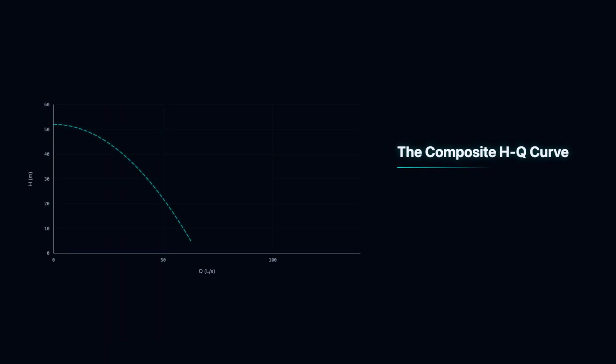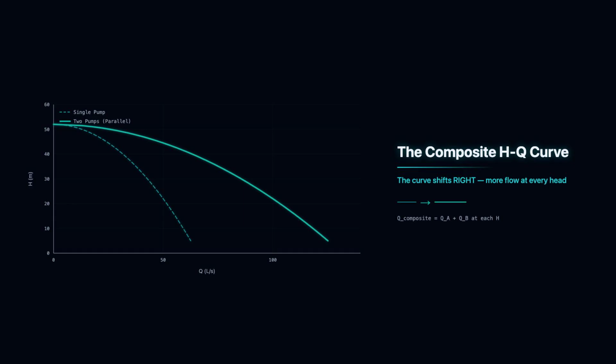Here's the result. The dashed line is the single pump curve. The solid line is the composite curve for 2 pumps in parallel. Notice how the composite curve shifts to the right. More flow at every head. The shutoff head stays the same because at zero flow, adding pumps doesn't increase pressure.